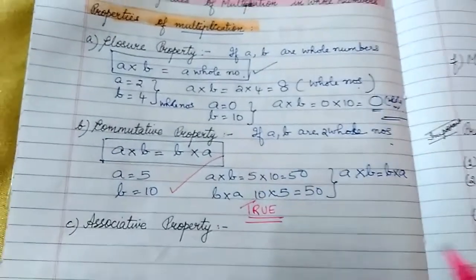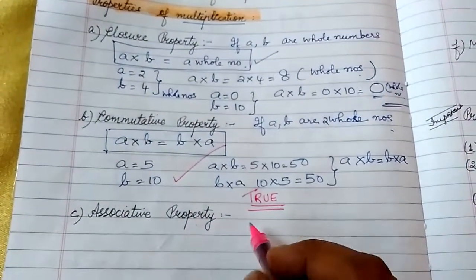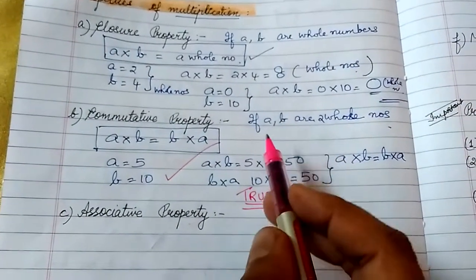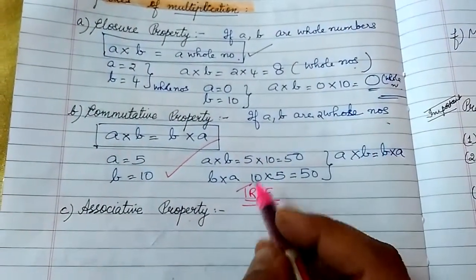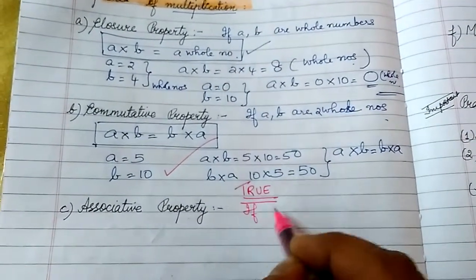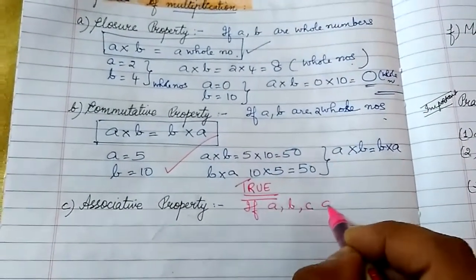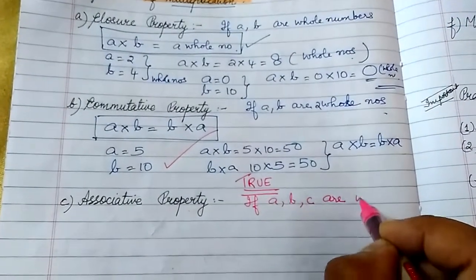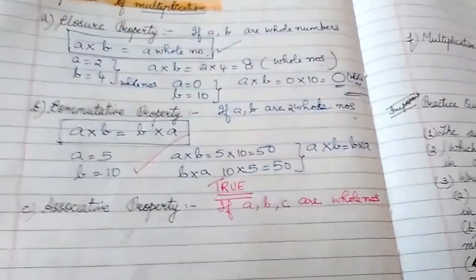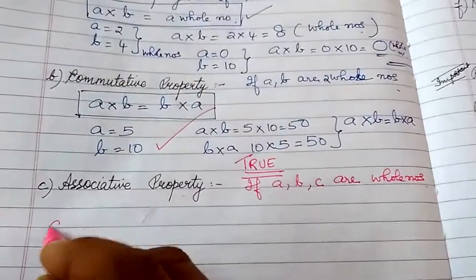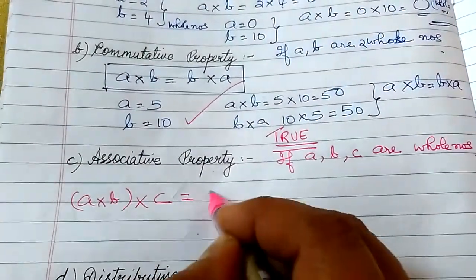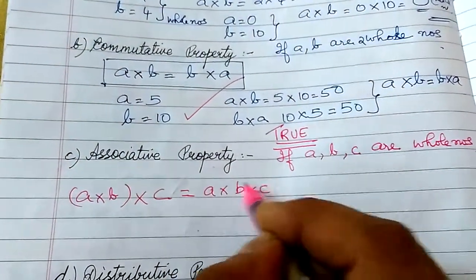Yes. Now next is the associative property. What is the difference between commutative and associative? In commutative you take only two whole numbers. In associative you take three or more. So if a, b, c are whole numbers, then what happens? We are talking about multiplication. So we will multiply like this: a into b, within bracket, into c will be equal to a into b into c, with the bracket on b and c.